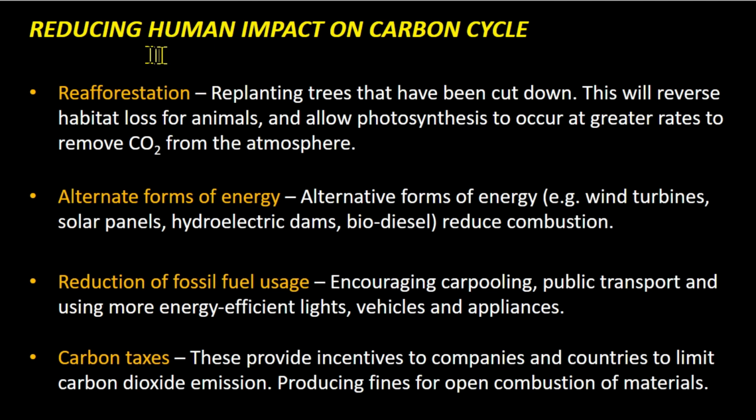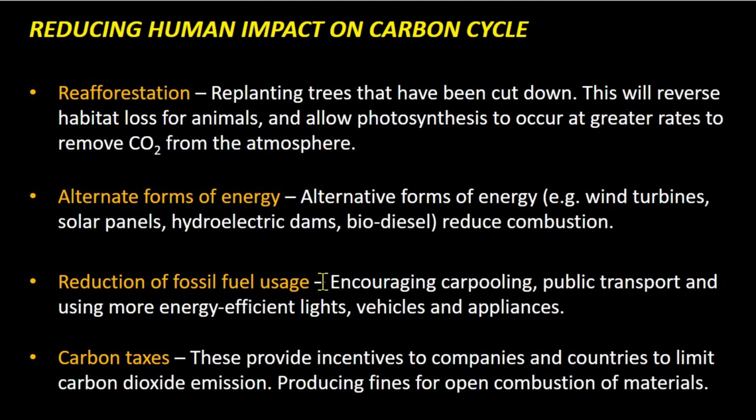So how do we reduce our human impact on the carbon cycle? Well, first there's reforestation. This basically means replanting trees that have been cut down. This will reverse any habitat loss for animals and allow photosynthesis to occur at greater rates to remove carbon dioxide from the atmosphere. We can use alternate forms of energy, so for example, wind turbines, solar panels, hydroelectric dams, and biofuels from crop harvests. All of these here reduce the combustion of fossil fuels and thus the release of carbon dioxide into the atmosphere.